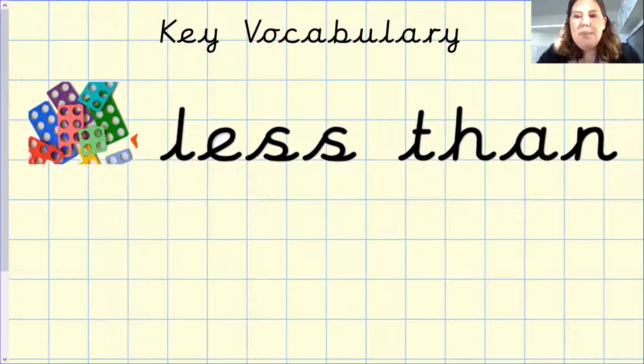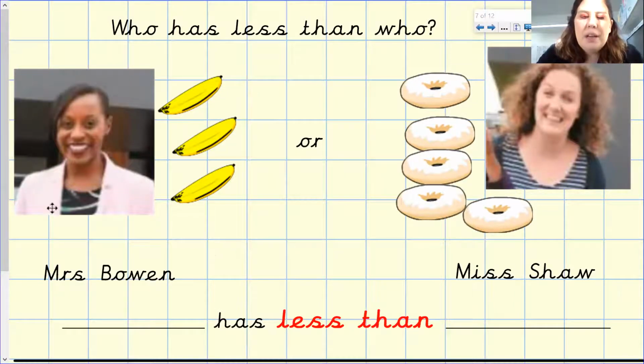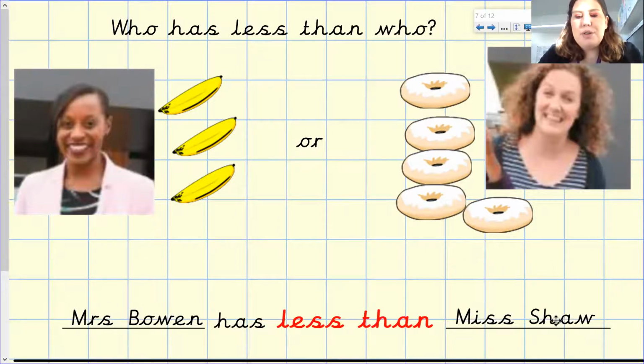The next word we are going to look at is less than. And this is one of our important terms for this week, because we use this when we look at 2 sets of objects. Okay, so if we were to look at Mrs. Bowen, she has how many bananas? Let's count. 1, 2, 3. How many donuts does Miss Shaw have? Let's count. 1, 2, 3, 4, 5. So if it's going less than, we want to know who has the smallest or the fewest. So who has the fewest? Well done. Mrs. Bowen has less than Miss Shaw.